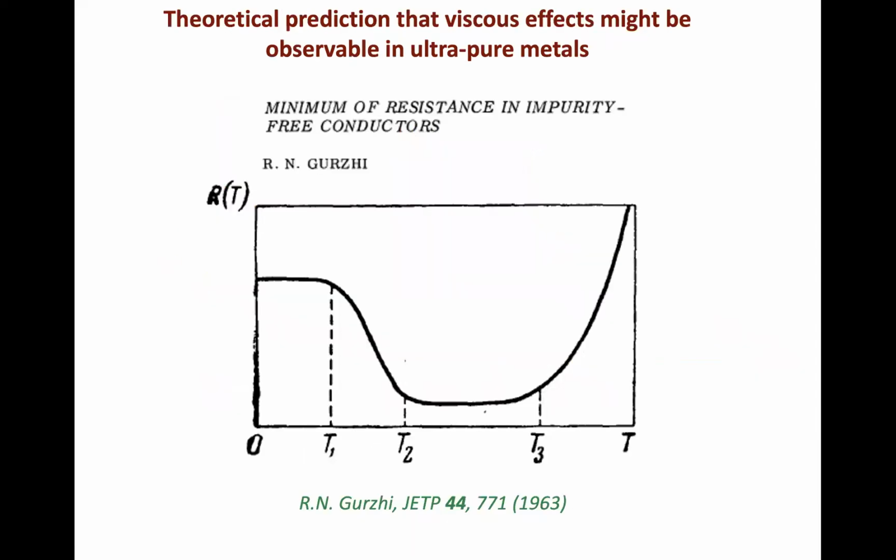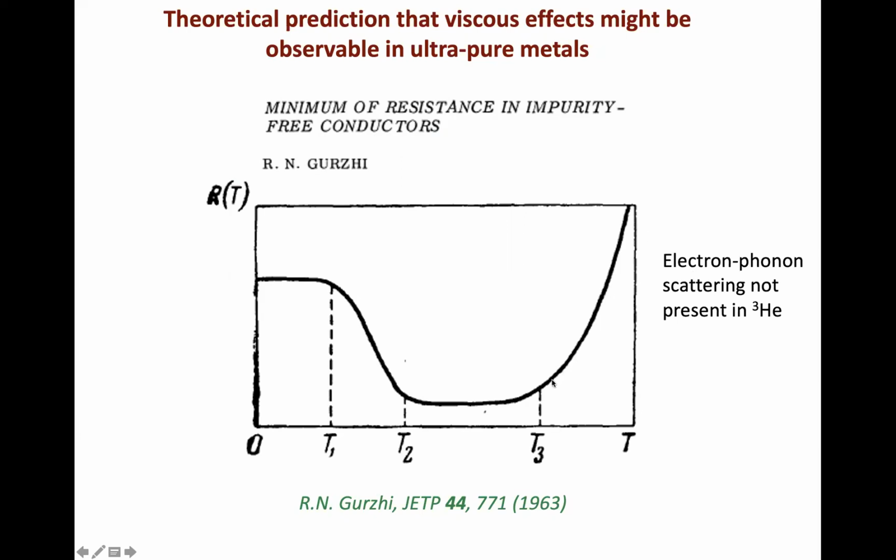So all of that was for classical and neutral quantum fluids. But there was a famous prediction back in the early 1960s, just before I was born, that similar things might in principle be observable in ultra pure metals. And what Gurzhi pointed out was that the resistance of an ultra pure metal might look like this. So here you have the flow resistance going down, and he was talking about wires. So he was thinking of some sort of spatial restriction as well.